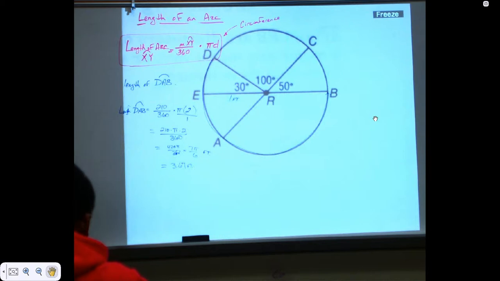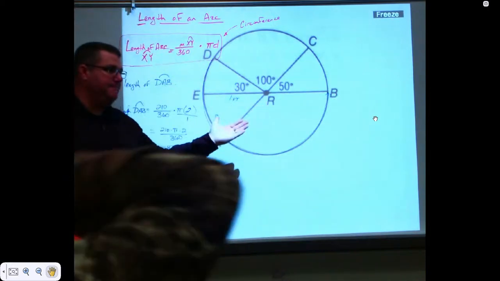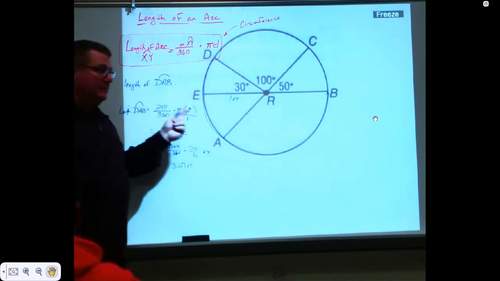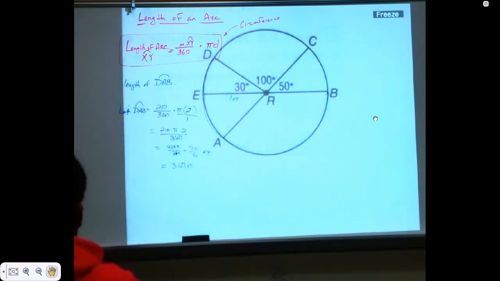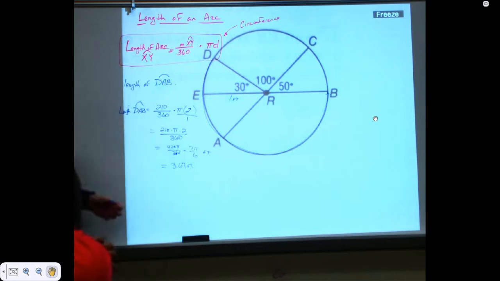So this is what you do to find the length. Don't get length and measure mixed up. Length is basically the piece of the circumference. So if it was 60 degrees, you would put 60 over 360 times the circumference. You're going to be finding the circumference a lot, just multiplying it times a fraction over 360. So this is how you find the length. The other is how you find the measure. The measure's always in degrees. Length is always going to be in length units: feet, meters, centimeters, things like that. Okay?